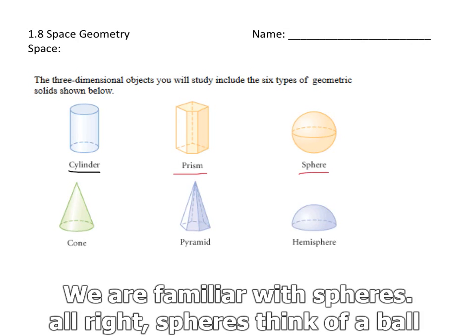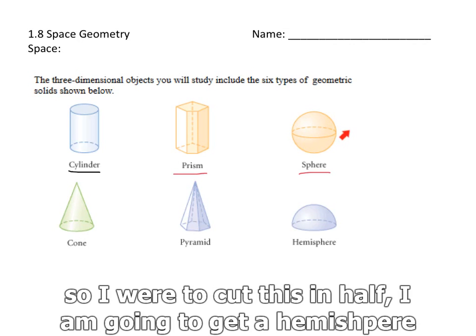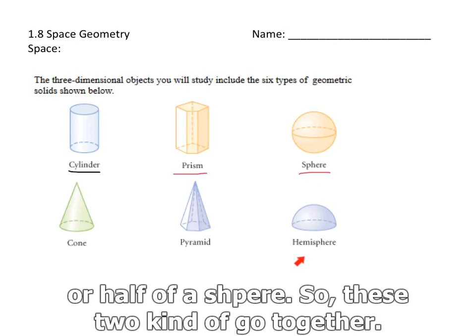We are familiar with spheres, right? Spheres, think of a ball. You're going to have the diameter all around is going to be actually a circle. So if I were to cut this in half, I'm actually going to get a hemisphere, or half of a sphere. So these two kind of go together.